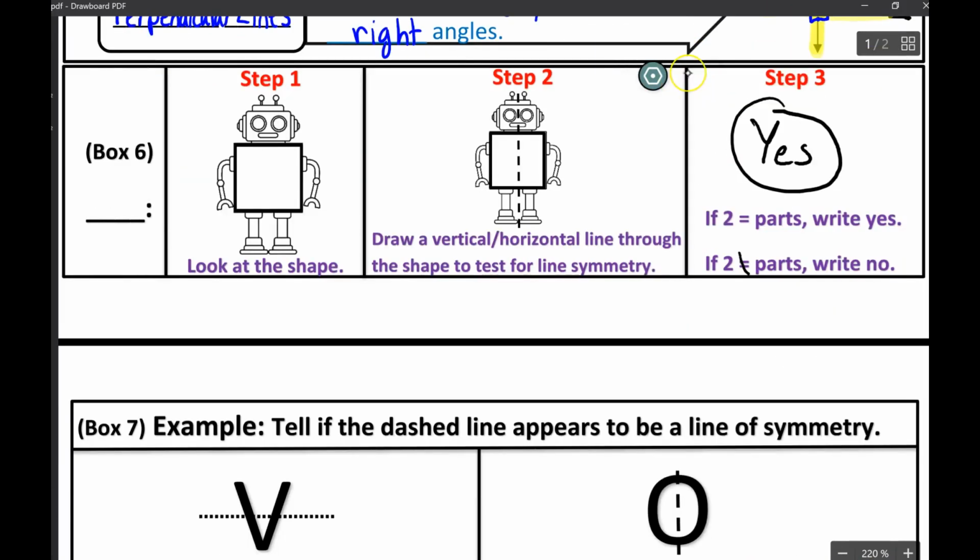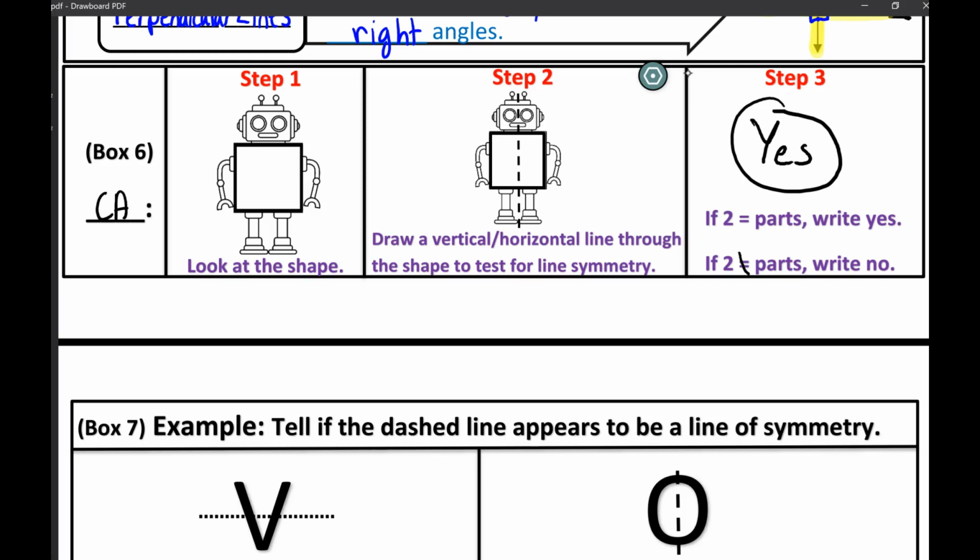Going into our next box, which is box 6. This is our critical attribute, or the main component of today's lesson. For step 1, we are going to look at the shape. This is a robot, obviously. Mr. Revlo, that's not a shape. That is a robot. A robot is a shape. Okay, so any object, any item, we can say is a shape. Okay, if we can, kind of see it right there. So we have this robot. Step 1 just says we're going to look at it.